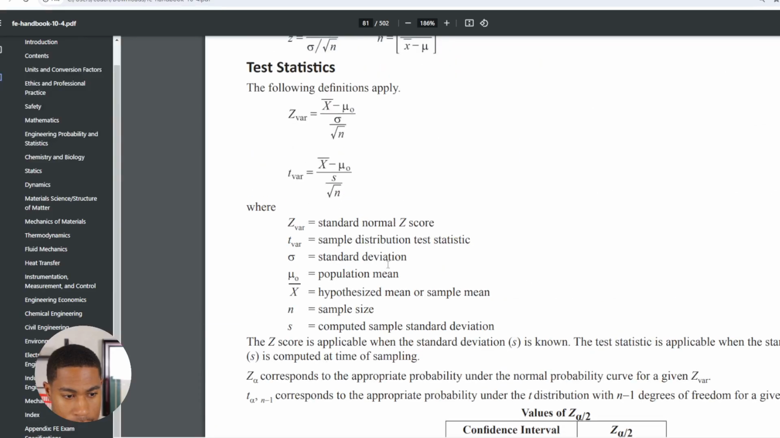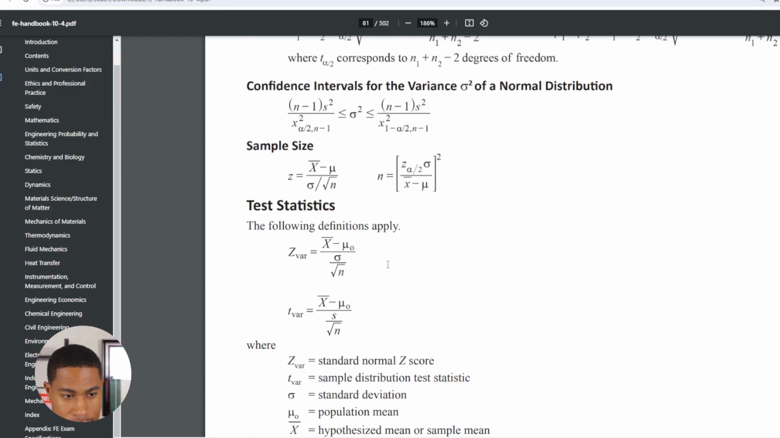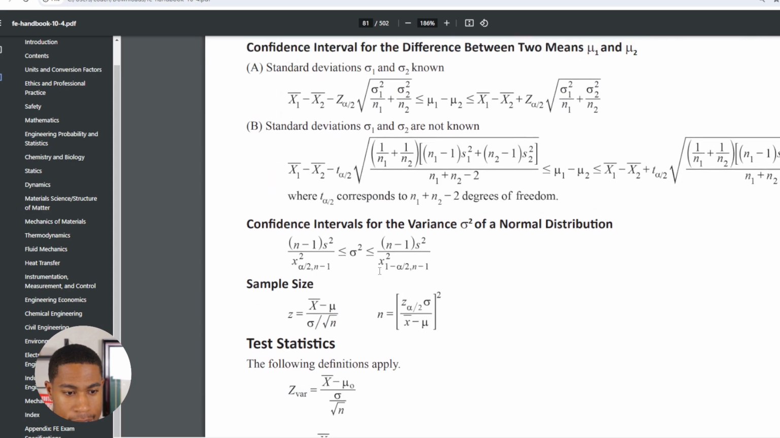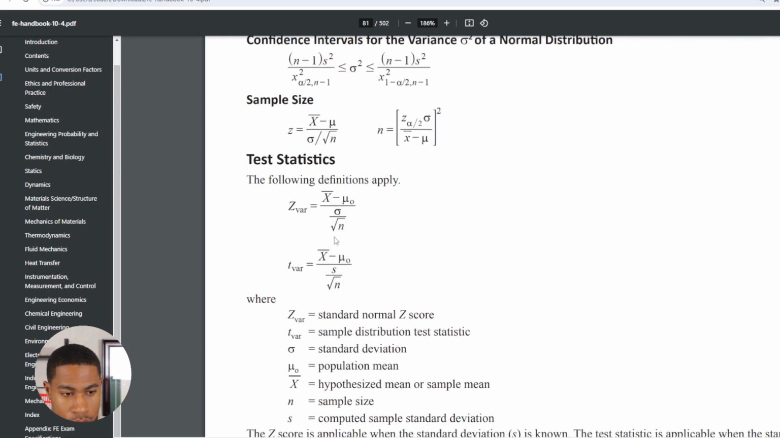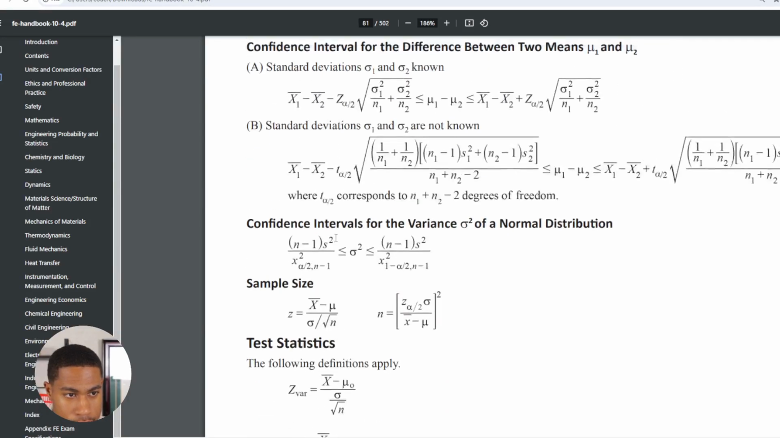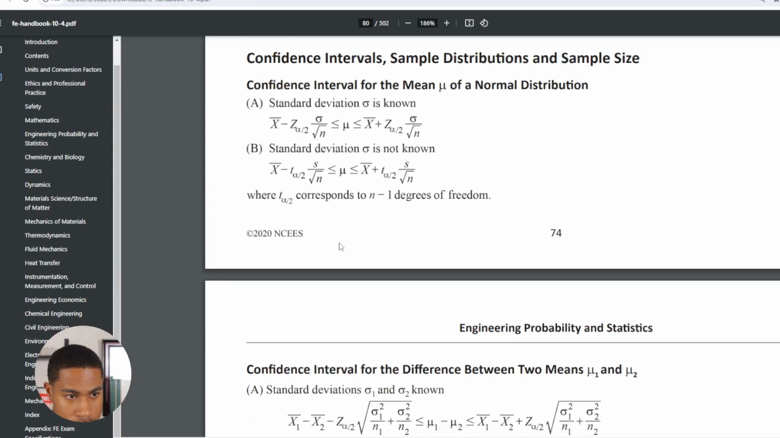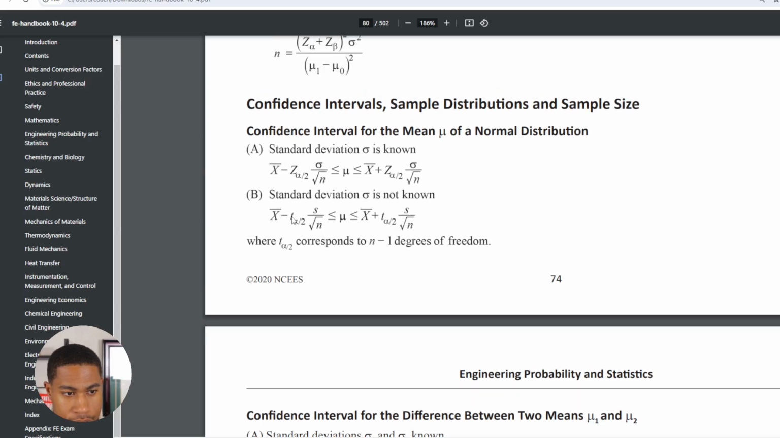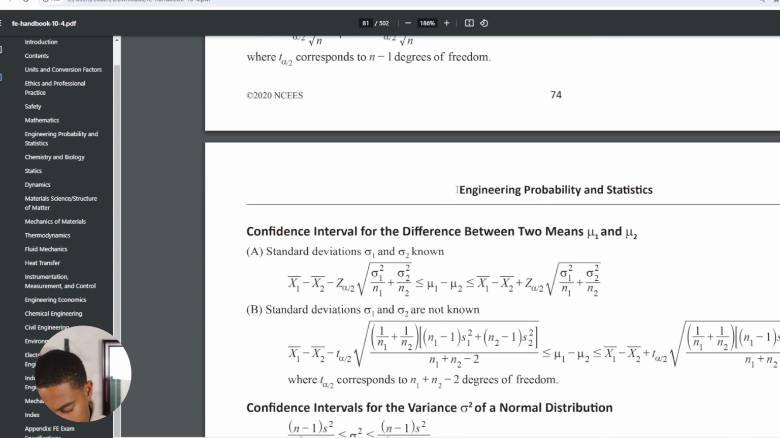Typically you're not going to deal with this one too much. You're going to deal with this top one. So I think those are the main things.